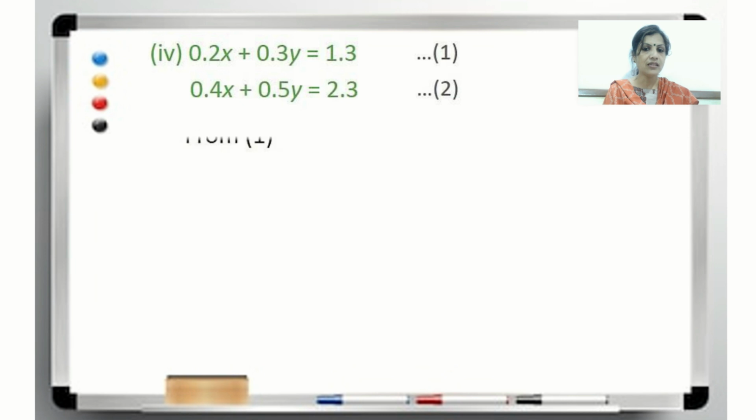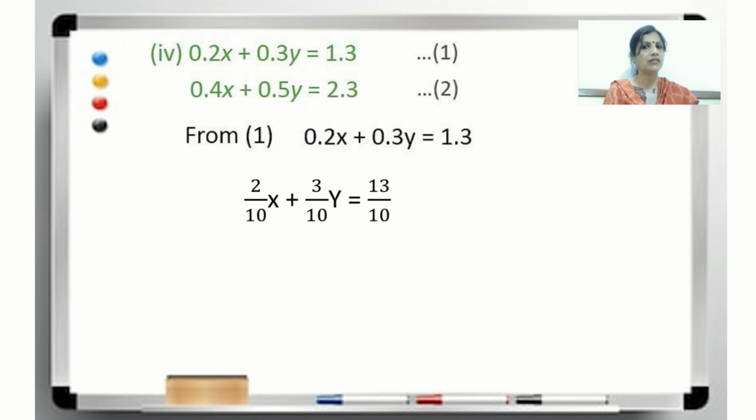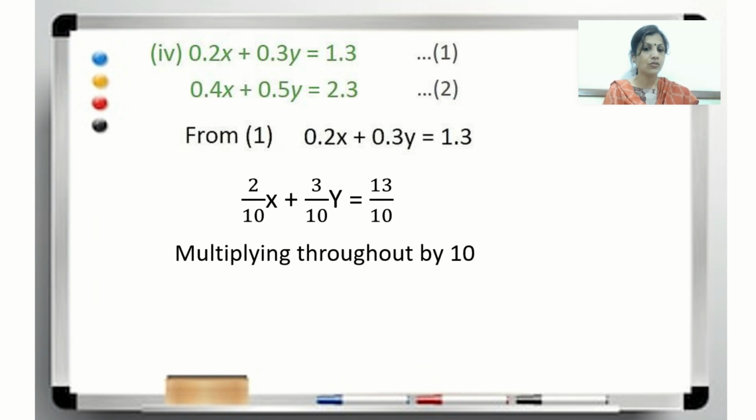So how will I write equation 1? You will write it like this: 2 by 10 into x plus 3 upon 10 into y is equal to 13 upon 10. How do I remove the denominator? Because that will make my equation simpler. I can multiply throughout by 10, so the 10 gets cancelled from all the terms and finally I'll have 2x plus 3y is equal to 13. So my decimal equation has changed to a very simple form, and I'll give number 3 to this equation.